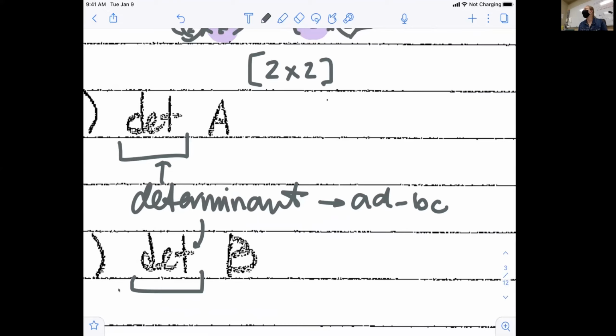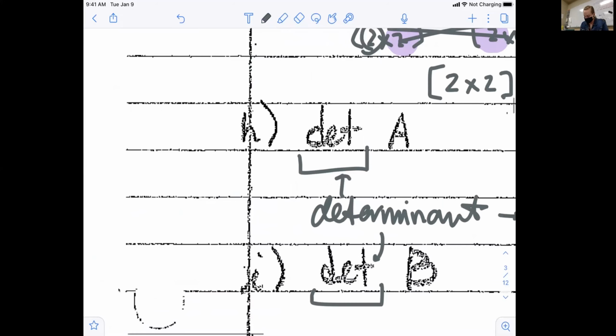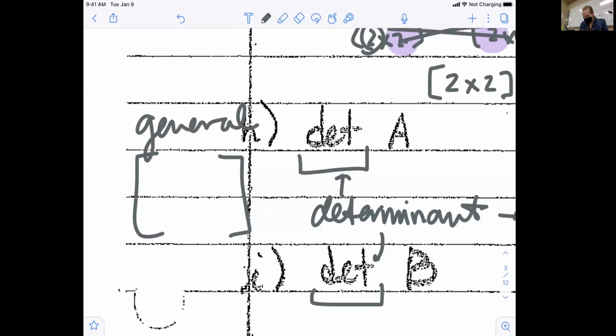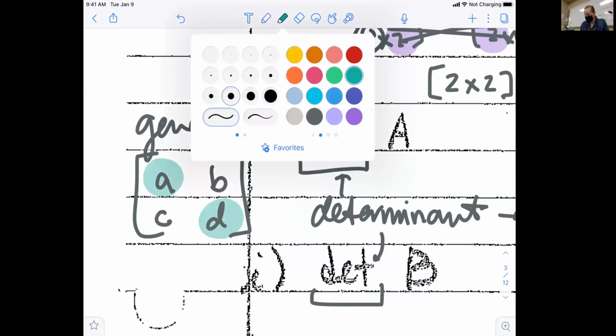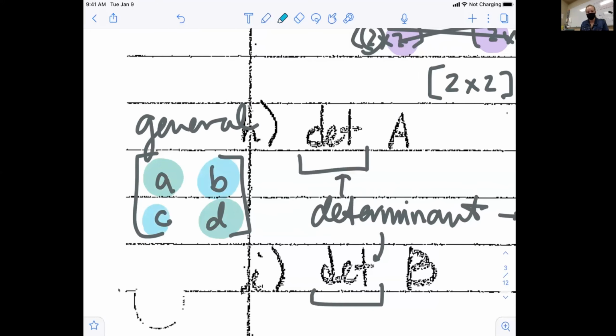Now you're probably like, I don't know what little a, little d, little b, little c mean. This only works in a 2 by 2. I will not make you do anything bigger than a 2 by 2 by hand. And in a general 2 by 2 matrix, we label the parts A, B, C, D. Each element, I just kind of read across the page: A, B, C, D. And so when I do A times D, I'm multiplying these two together. And then when I do minus B times C, I'm multiplying these two together.